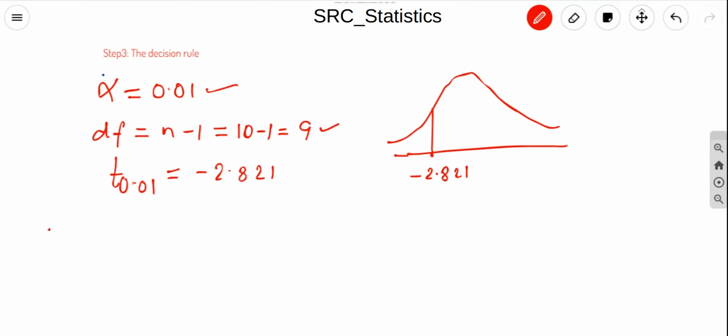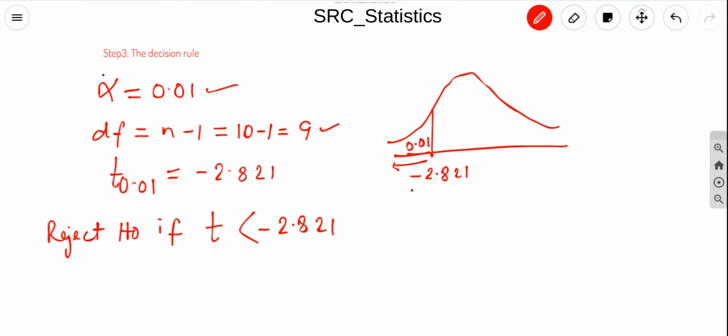Now our decision rule will be: reject the null hypothesis if the value of the test statistic is less than negative 2.821, because this is the critical region. If the test statistic value lies in the critical region, that is less than negative 2.821, then we reject the null hypothesis, and if it falls to the right of negative 2.821, which is the acceptance region, we fail to reject the null hypothesis. Now let me show how we find out the critical value of t.